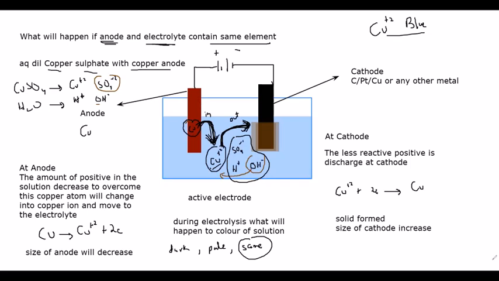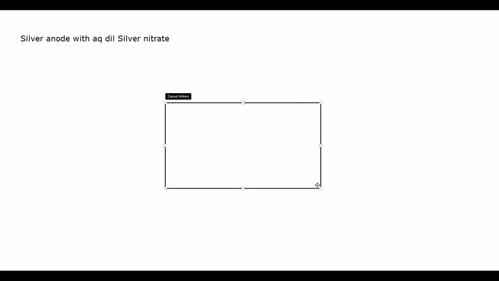Same thing, if we are using a silver anode with aqueous dilute silver chloride or silver nitrate. Silver chloride is insoluble, that's why it's silver nitrate. The anode should be made up of silver. This is an electrolyte.